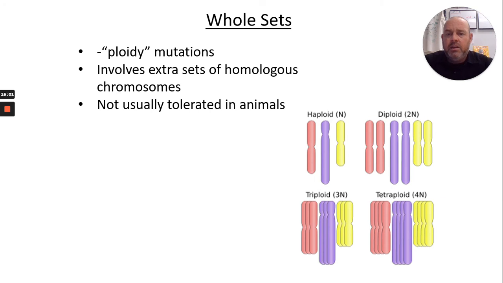So that's that. Something called whole sets or ploidy mutations, where you actually get an entire extra set of homologous chromosomes. It's not usually tolerated. We humans are diploid, but we don't do very well. If things are triploid or tetraploid, those just aren't going to work. They're not going to form. The animal will not actually become an organism. If that were to happen, it would be aborted at the beginning of the process.